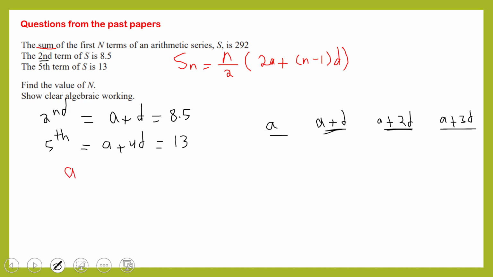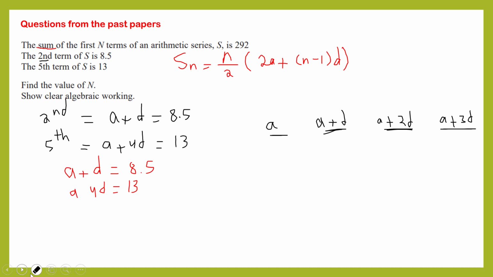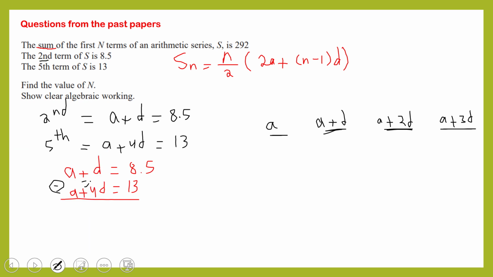So it will be a plus d equals 8.5, and a plus 4d equals 13. Here you can work with the substitution method or the elimination method. It will be this one, we can do subtraction here. So a minus a will be 0, so it's going to be negative 3d equals negative 4.5, so d will be 1.5.